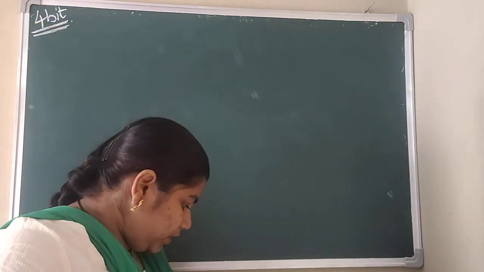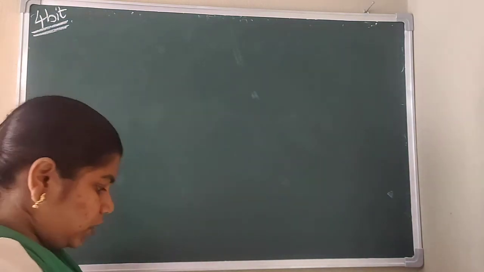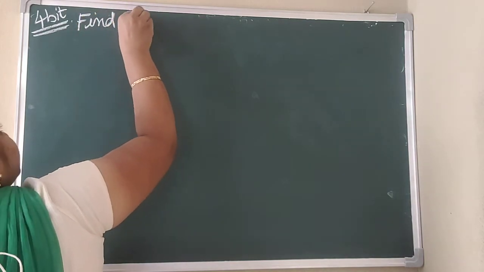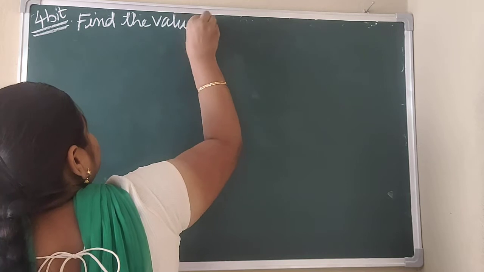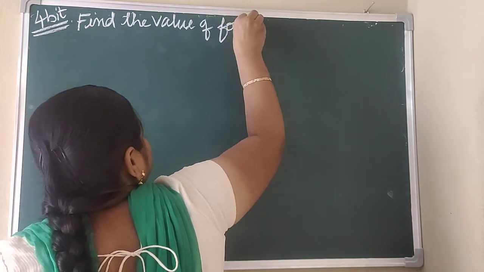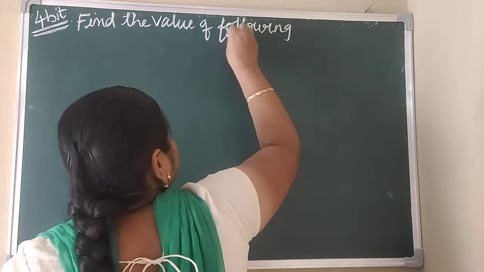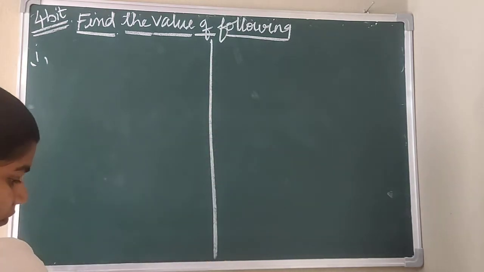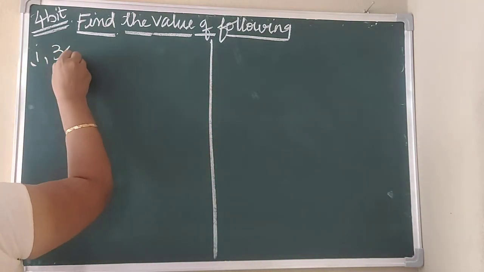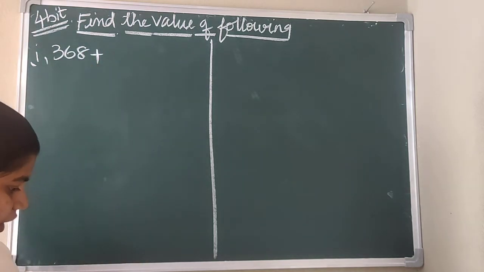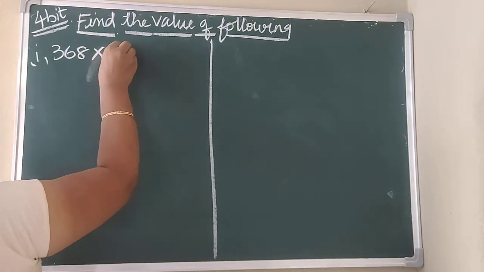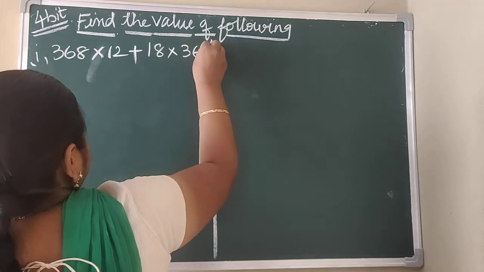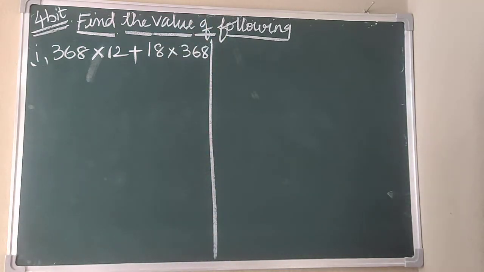What is that? Find the value of the following. So we have to find the value of the given question. So in that first one, 368 into 12 plus 18 into 368. So we have to find the value of this.